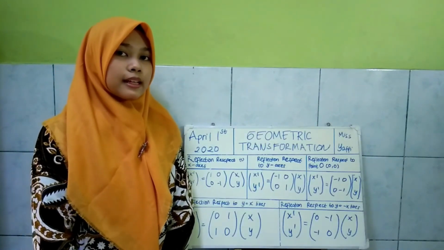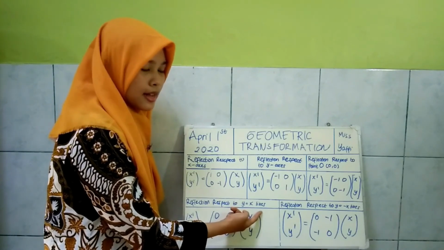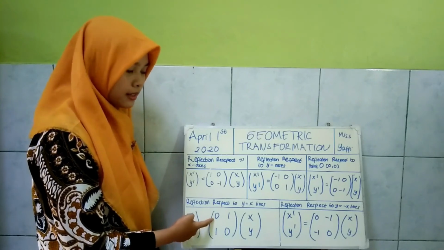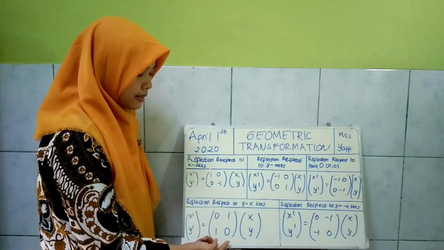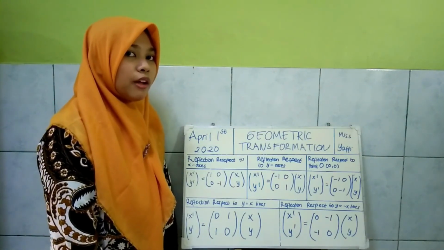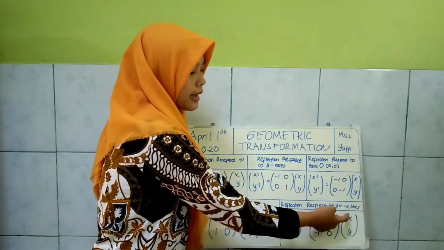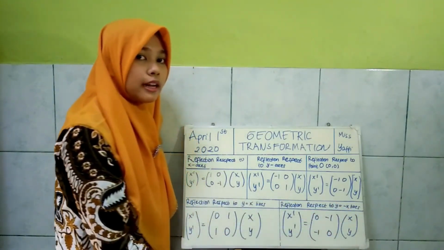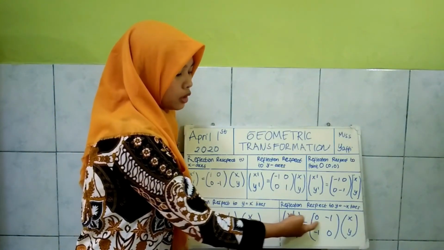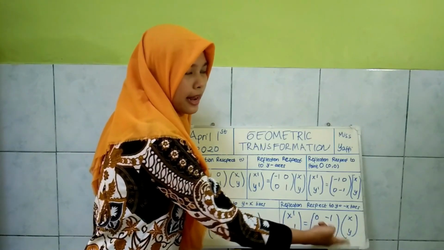And if we reflect Z with respect to the line y equals x, then Z' is the multiplication of matrix (0, 1, 1, 0) and matrix (x, y). And the last, if we reflect Z with respect to the line y equals minus x, then the coordinates of Z' are the multiplication of matrix (0, -1, -1, 0) times matrix (x, y).